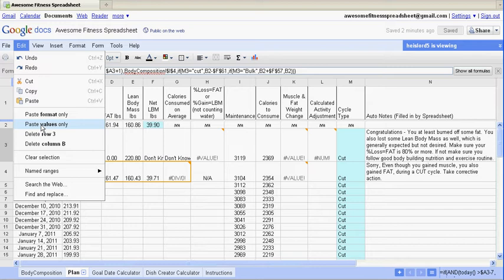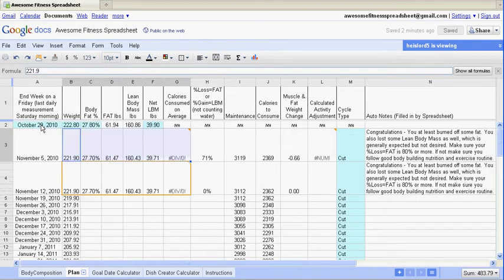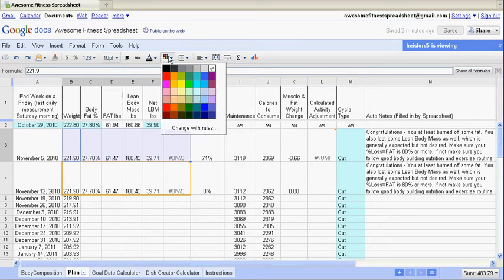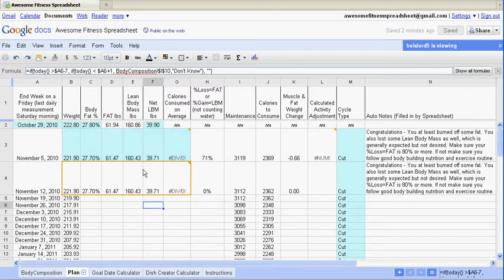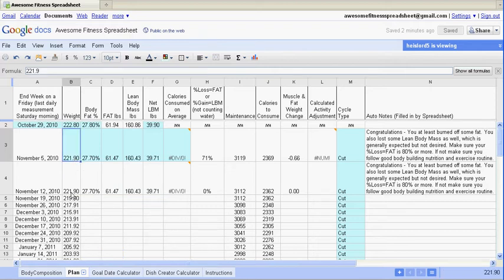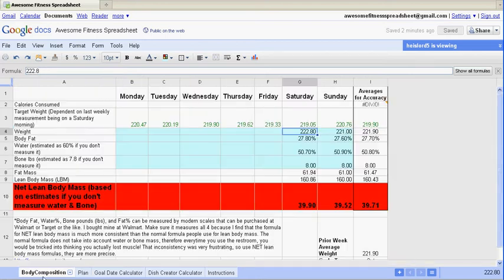So you paste the values, and then since manually filled in cells are light blue, this is just a preference of mine for clarity, I go ahead and shade those cells blue since they've been manually put in. So here what we have is the averages for the week that just ended. 221.9, 27.7, 61.47. Okay, so we don't have calories consumed. That's because I haven't put in my numbers here.